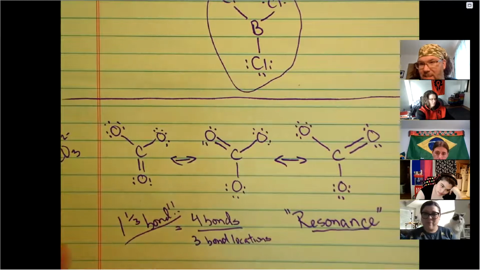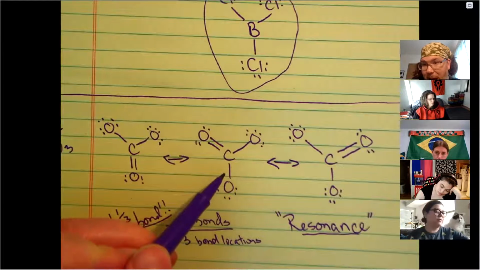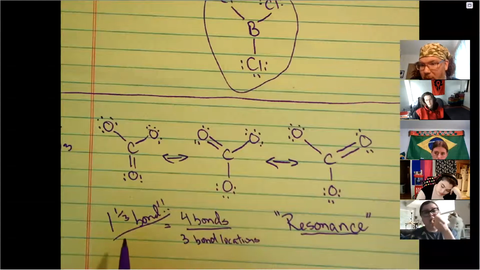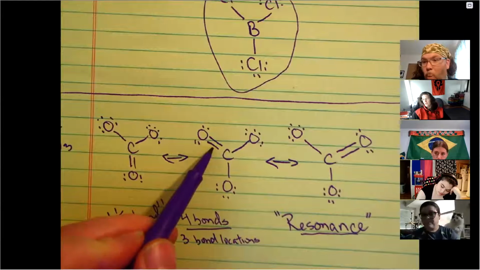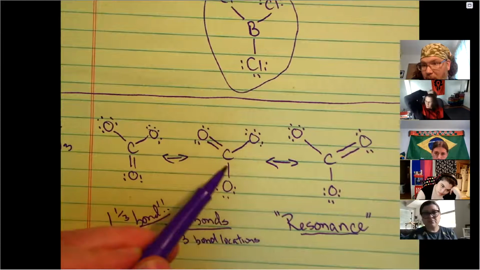So what that tells us is that in reality, this bond between carbon and oxygen is not a single bond, and it's not a double bond. In fact, it's a 1 1/3 bond. You can think of it as that one extra bond being shared over all three of those bond locations.